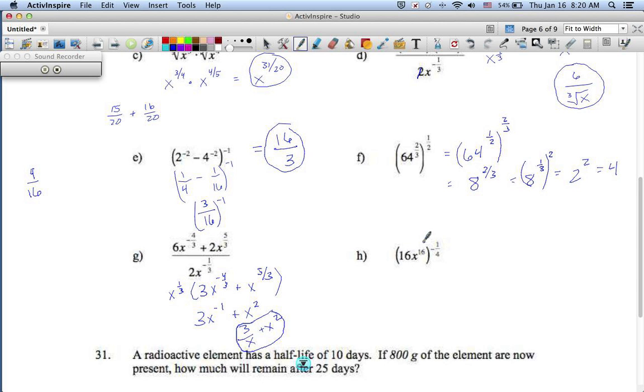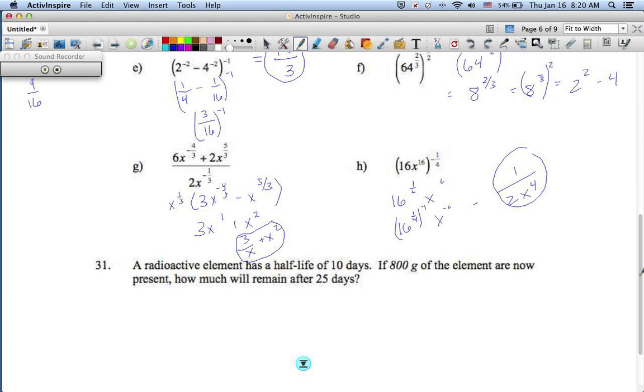And here, power to power, I want to multiply. So that's 16 to the -1/4 and x to the -4. Well, the 4th root of 16 is 2. So I'm going to think of that as 16 to the 1/4 and then to the -1, x to the -4. So I have 2 to the -1, which is 1/2. x to the -4 also goes to the bottom. So it's 1 over 2x to the 4th. The last problem on this page.